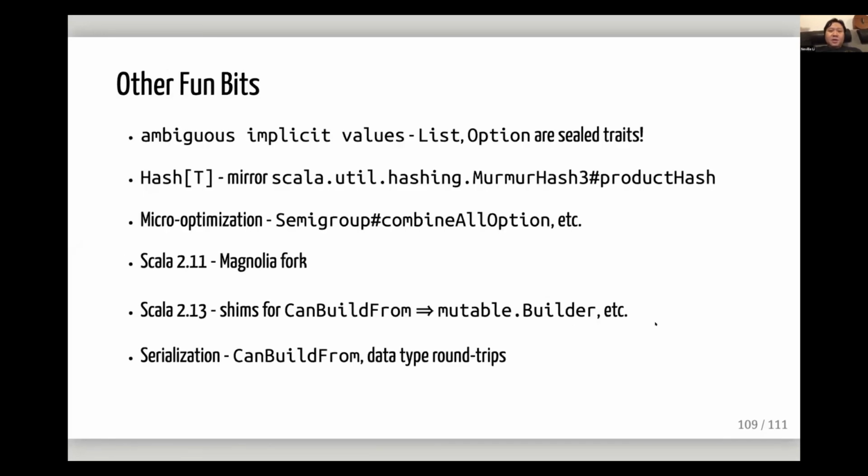And moving on, the last slide, some interesting bits. As I mentioned, ambiguous implicit values have become a problem. On top of that, some libraries also implement conflicting implicits. For example, it turns out lists and options are actually CO traits, so Magnolia will kick in for these types and try to derive them using dispatch.